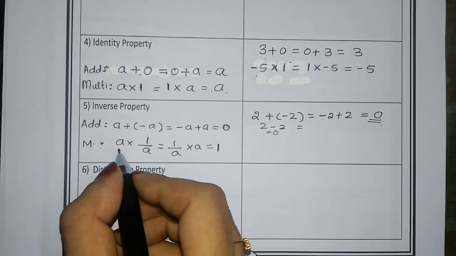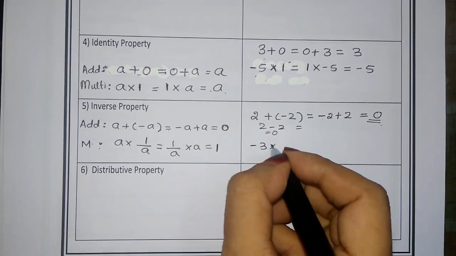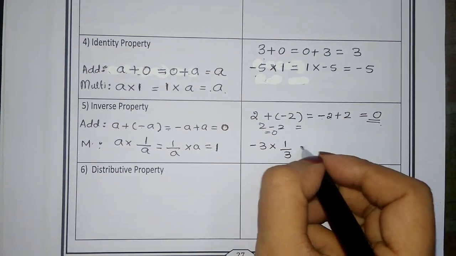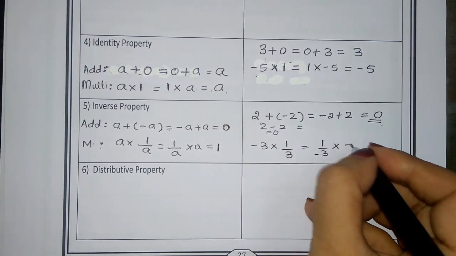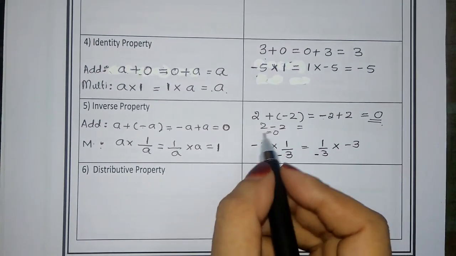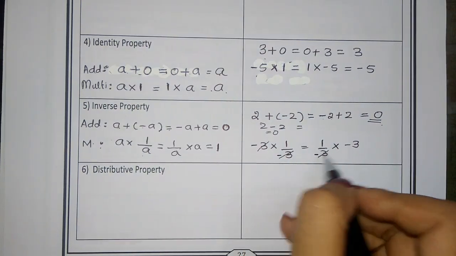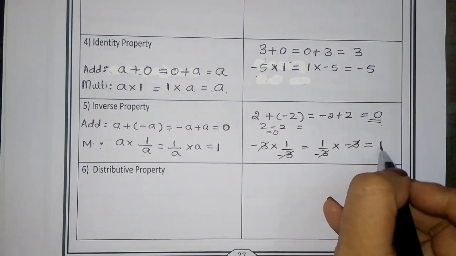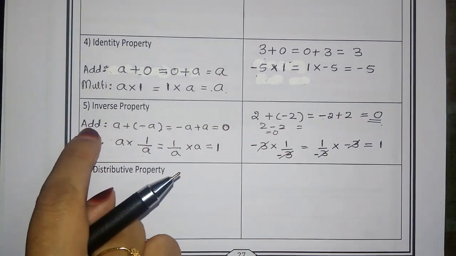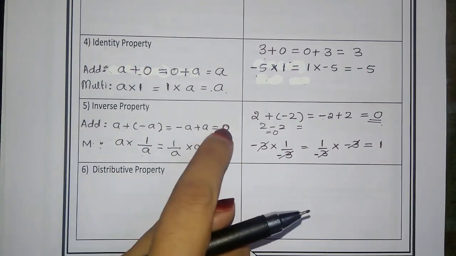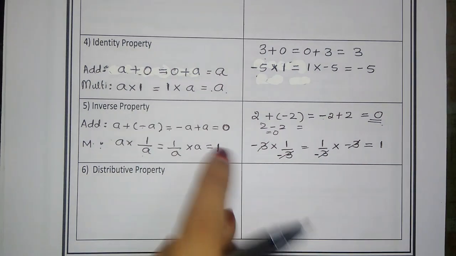Let us take here in place of a, minus 3. Minus 3 into 1 by 3 is equal to 1 by 3 into minus 3. Here also minus 3 everywhere I have taken, and the 3 gets cancelled. What is the answer? 1. So this is about the inverse property. The inverse property of addition gives 0 and the inverse property of multiplication gives 1.